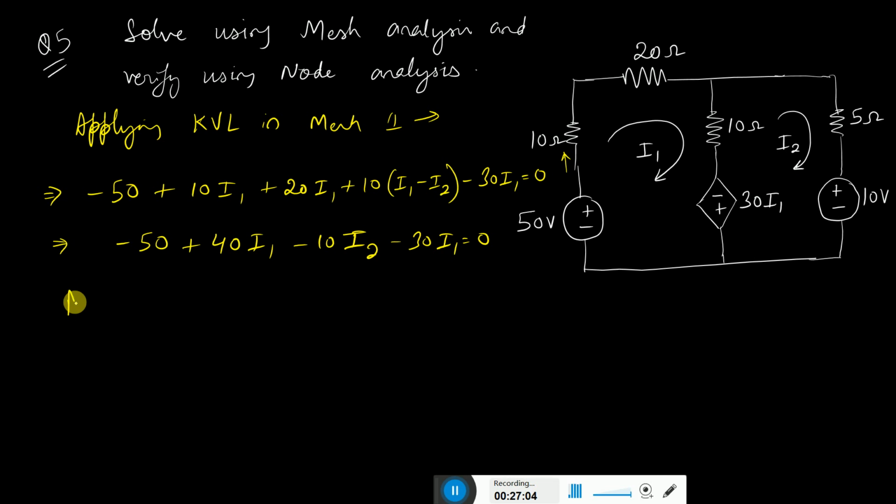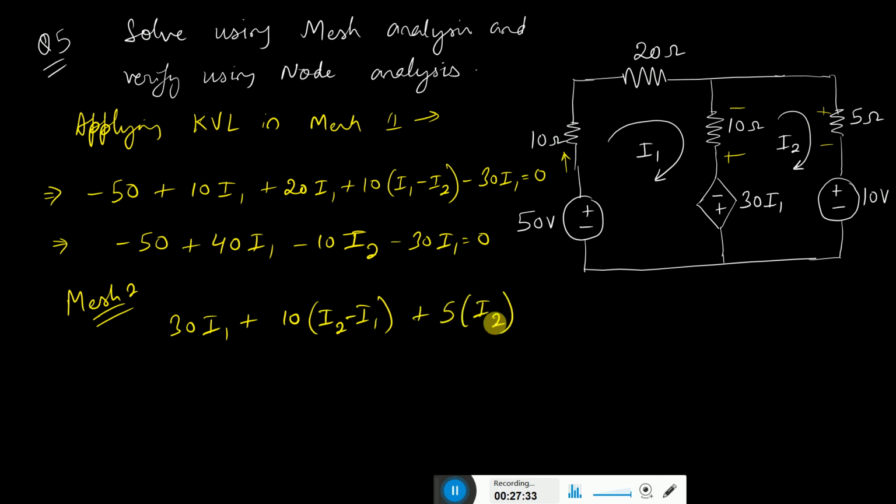Another equation for mesh 2: you again move clockwise, so plus and minus again. Let us begin. You have 30 I1, which is a dependent voltage source, but you just take it as a voltage source 30 I1, then plus 10 times I2 minus I1, then 5 I2, then again a voltage source of 10, equal to 0. So now you have two equations, equation 1 and equation 2.